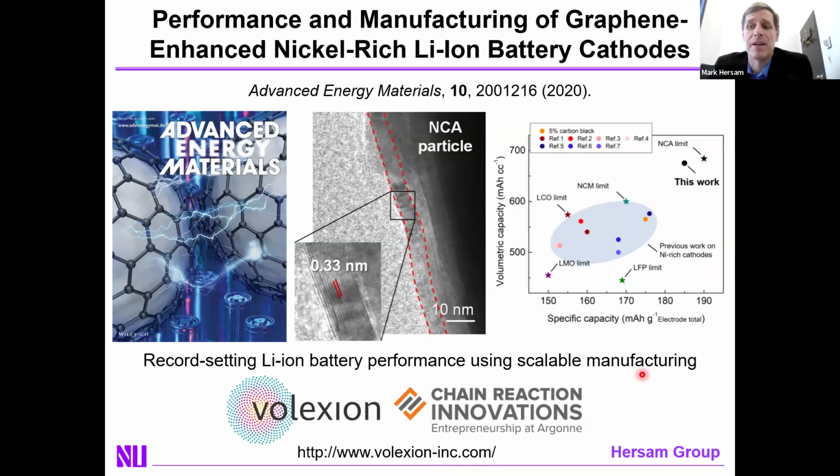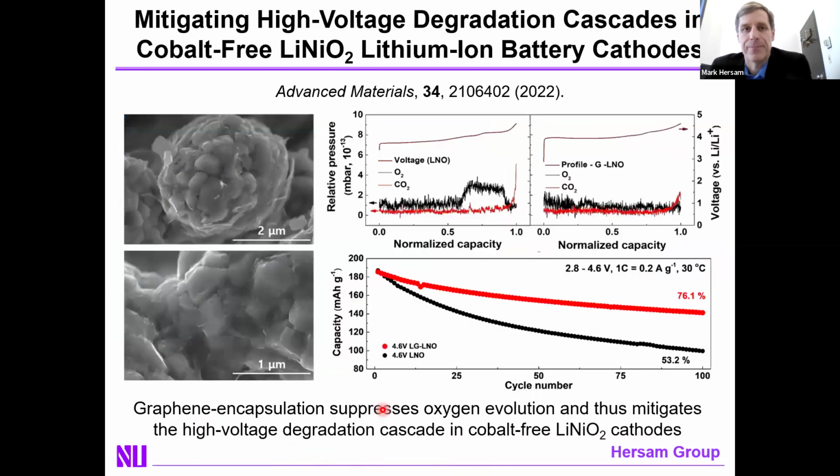This is all done using scalable manufacturing and is the basis of our relatively new company, Valexion, which is taking this to the electric vehicle market. This not only allows you to take conventional battery materials such as NMC, which is commonly used by a lot of electric vehicle manufacturers today. It not only makes those materials better, but also allows you to go after materials that have not yet made it to market, such as lithium nickel oxide.